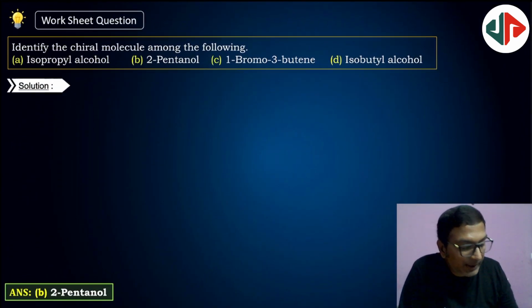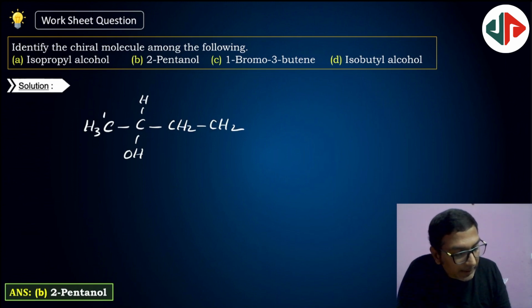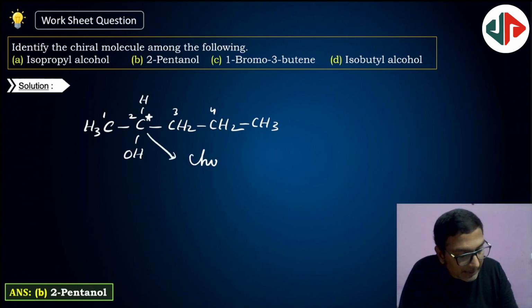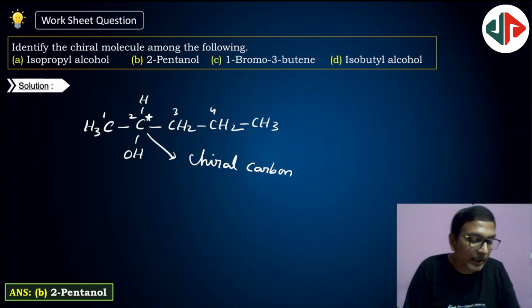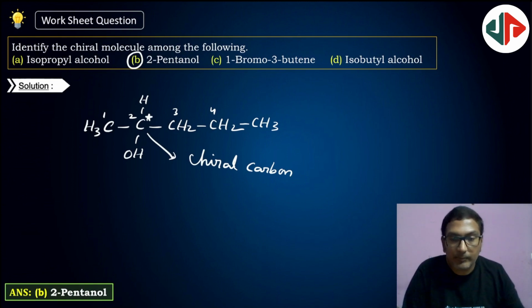So identify the chiral molecule among the following. We take pentan-2-ol. Here 1, 2, 3, 4, 5. Here it is a chiral center, a carbon atom attached to 4 different atoms or groups. Therefore, this carbon will be a chiral carbon. Therefore, the molecule is a chiral molecule. Option B. Next.